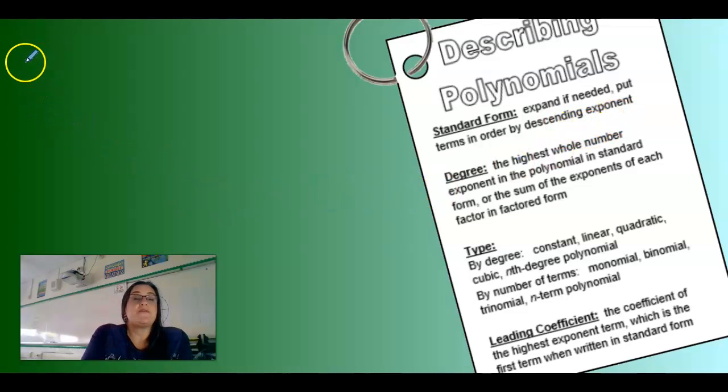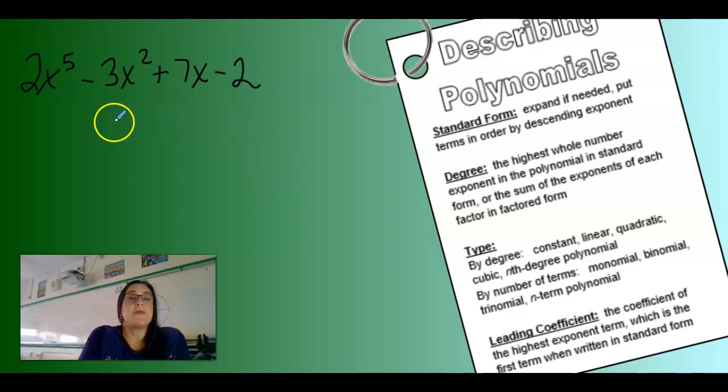So for example, if I had 2x to the fifth power minus 3x squared plus 7x minus 2, this would be considered standard form because my highest exponent term is listed first, and then my next lowest exponent term is next, because 5 is greater than 2. This is a 7x, that's my linear term, that's to the first power.